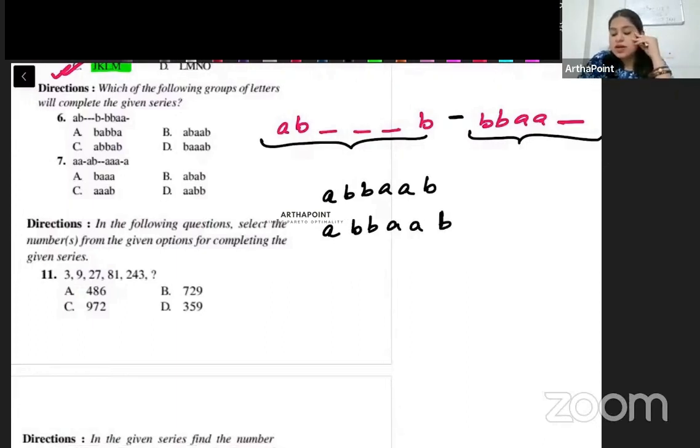ऐसे series को हमें complete करना होगा. So therefore the answer to this question should be A, B, B, right? A, B, B. So the answer to this question should be D. This is the right answer to this question. Okay, beta. Now let us go ahead to the next kind of questions.